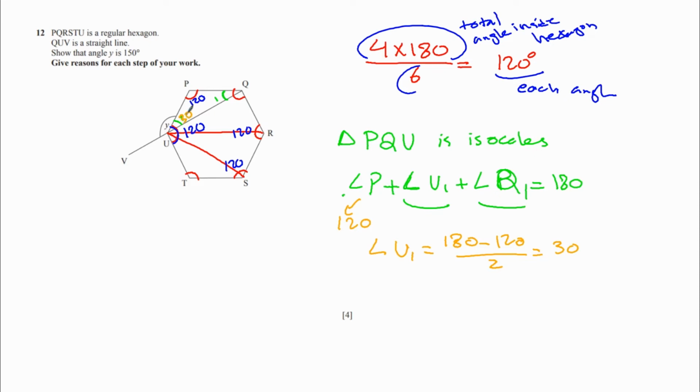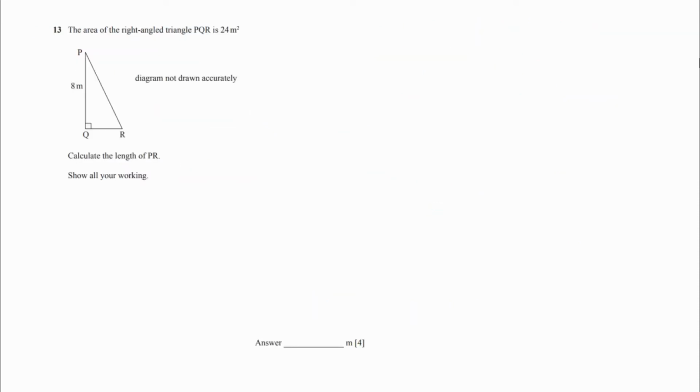So if that is equal to 30, we know that the total of this angle here and that angle here is 180. And if that is 30, the y in here would be 180 minus 30, which would be 150. So we are showing that angle y equals 150. Okay, going to the next question.